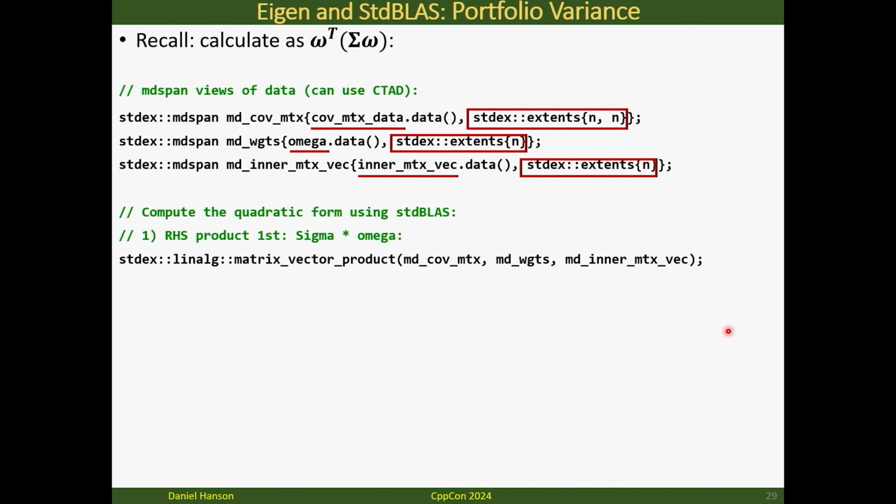Then we can apply the matrix vector product function. So the first argument is the covariance matrix represented by its mdspan. Similarly for the weights and what I call inner matrix vec, that's the temporary storage for the right-hand side multiplication.